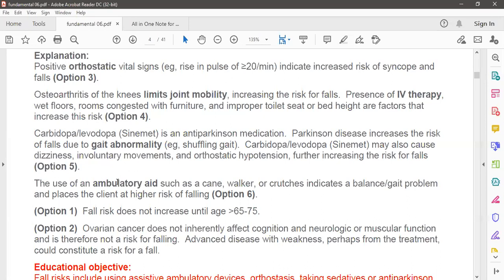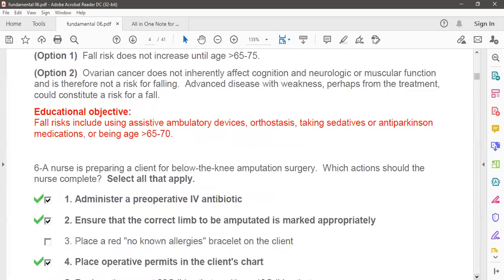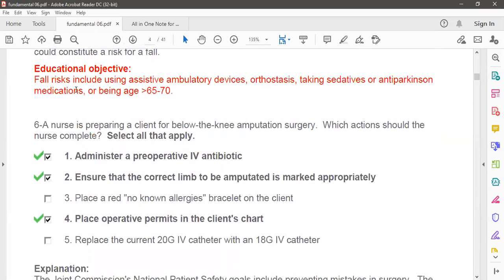Use of an ambulatory aid such as a cane, walker, or crutch indicates a balance or gait problem, and the client is also at risk of falling. What are the education objectives? Fall risks include using an assistive ambulatory device, orthostasis, taking sedation or anti-Parkinson medication, or if your patient's age is more than 65 to 70, the patient has a chance of falling.